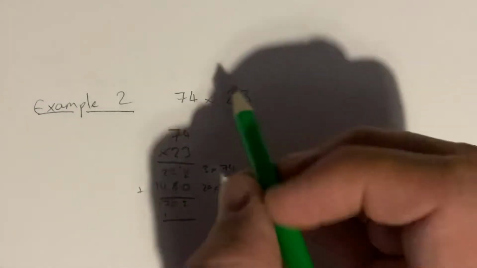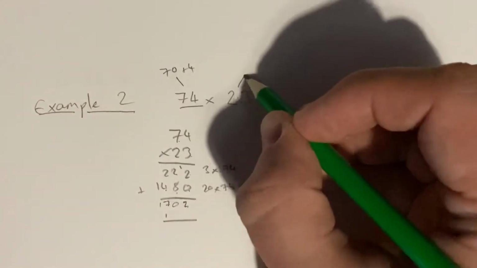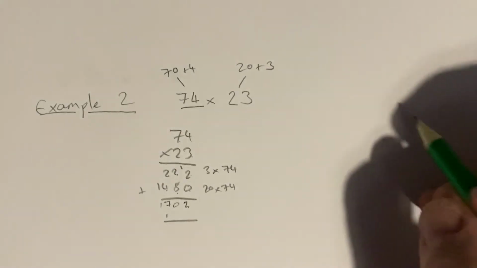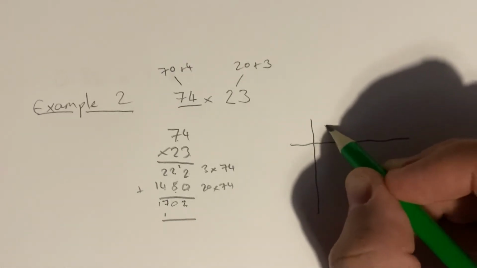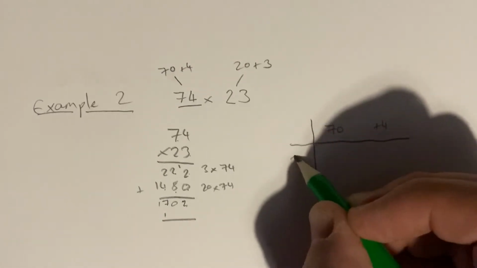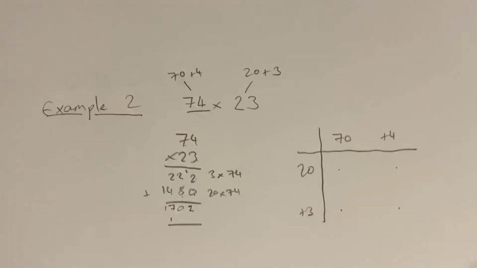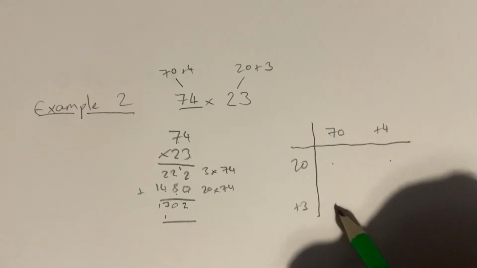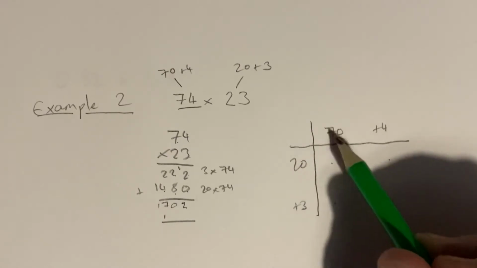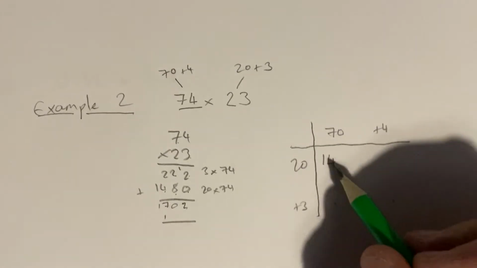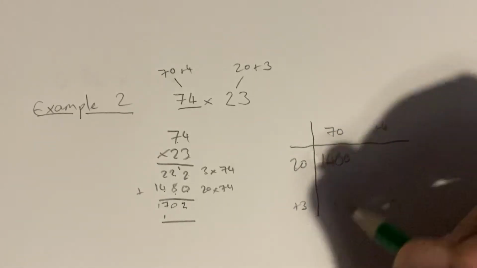We're going to split this up the same way then. 74 is 70 plus 4. Meanwhile, 23 is 20 plus 3. So I'm going to make my grid again. I'm going to have 70 plus 4, and 20 and plus 3. Each bit is going to be the multiplier of the column and the row together. So this one here, for example, is going to be 20 times 70. Well, 2 times 7 would be 14, so 20 times 7 would be 140, so 20 times 70 must be 1,400.